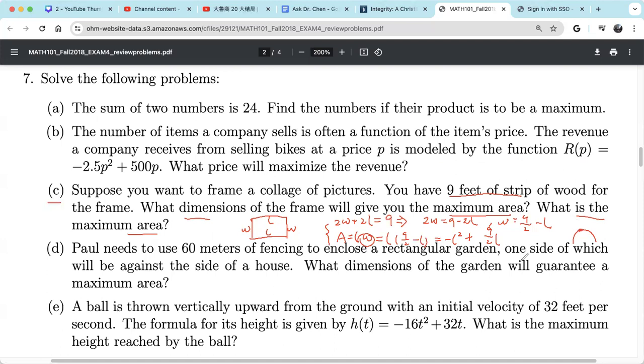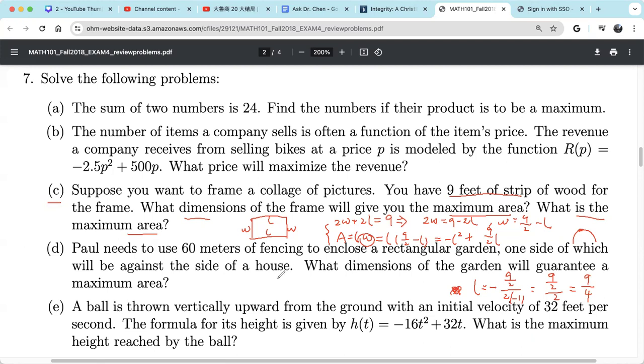Negative b over 2a. So b is right here, not the L. b is the number before L, negative 9 over 2, divided by 2 times a, where a is -1. Two negatives in the product or division become positive. So we have 9 over 2 divided by 2. So three layers of fraction. We just multiply the two denominators. So 2 times 2 is 4. So L equals 9 over 4.